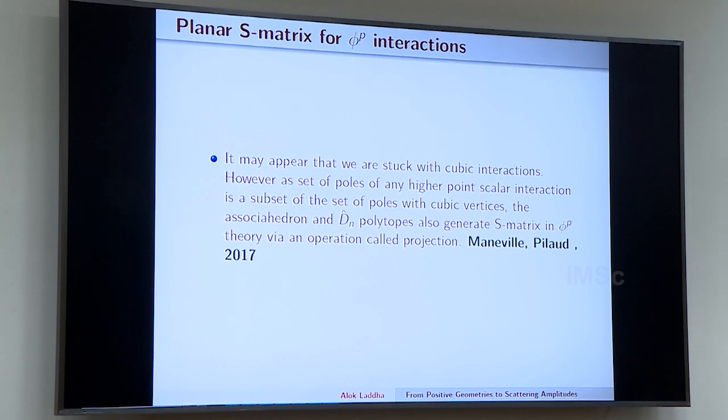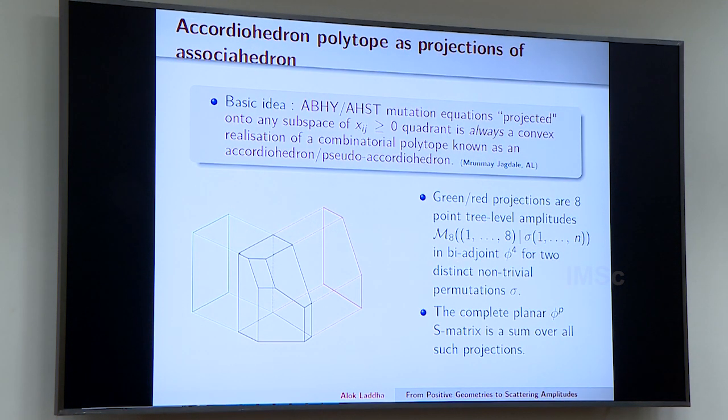And this was already in some sense answered by mathematicians in this very beautiful paper in 2017, where they showed the following picture: if you look at these dynamical equations we wrote down, and you project them onto any subspace of Xij. So for example, you just pick one chord and project the equation, look at only those equations which are projected onto that chord. It will always give you a convex realization of some combinatorial polytope, which are known as accordiahedra in the case of the n-gon, and pseudo accordiahedra in the case of the 2n-gon with the annulus.